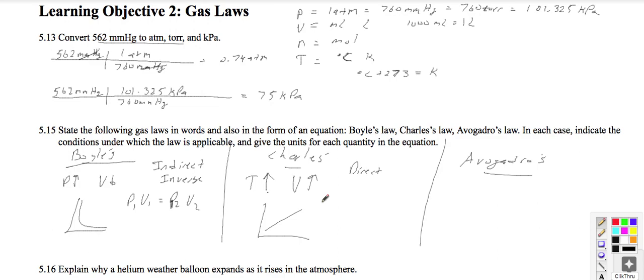Now for Avogadro's law, this one is a little bit complicated, so let me put up a reaction here. We have N2 plus H2 gets us NH3, and balance this thing here. We got 2 and 3. All right, so these are our mole ratios, right? And we have 1 mole to 3 moles to 2 moles.